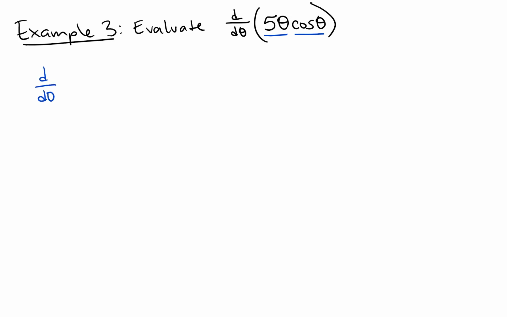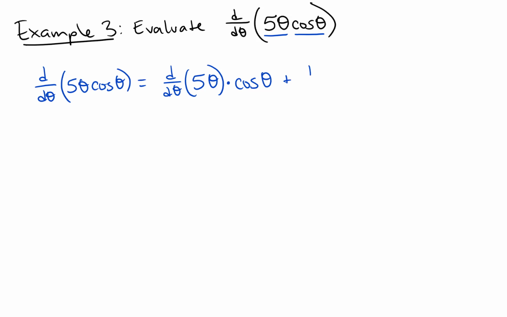So when we go to start simplifying, we can say that this given expression is equal to the derivative of 5 theta times cosine of theta plus the derivative of cosine of theta times 5 theta. And to make it really clear, these are the only two pieces that you're taking the derivative of. I tried to really emphasize that with those extra multiplication dots there.